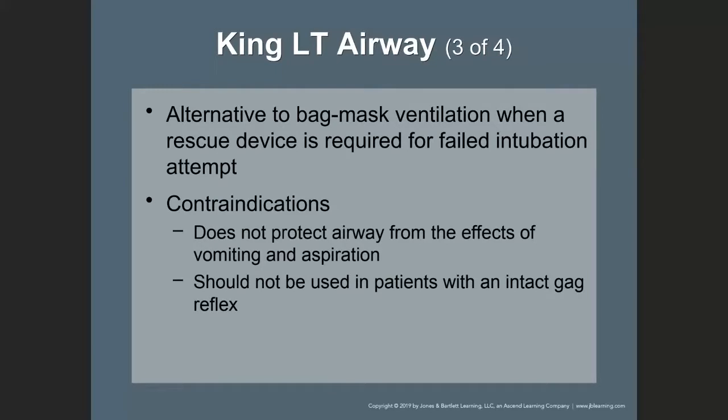Now, King LT airway, alternative to bag mask ventilations when a rescue device is required for failed intubation attempt. Contraindication, it does not protect the airway from effects of vomiting and aspiration. So it's a supraglottic device, so it doesn't completely eliminate the risk of aspiration. It should not be used in patients with an intact gag reflex.